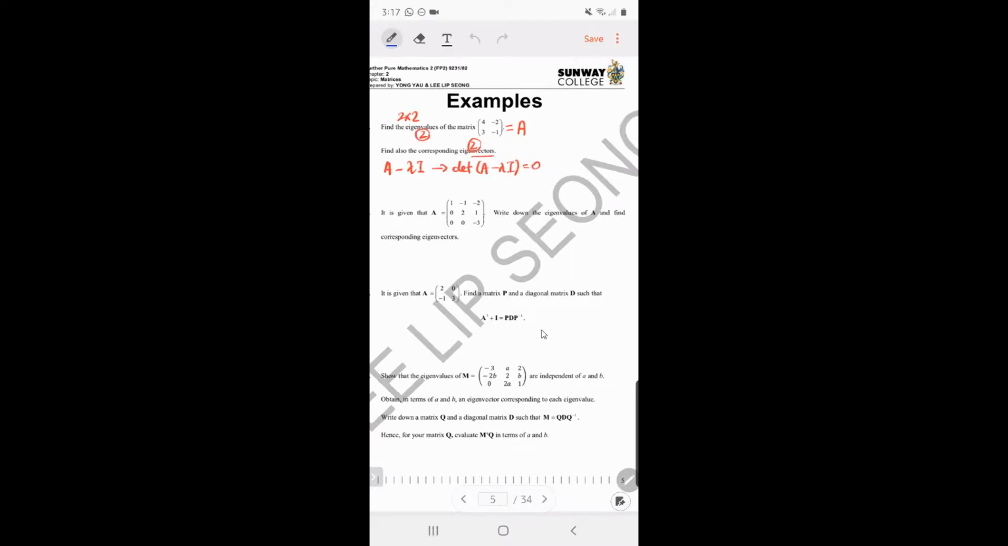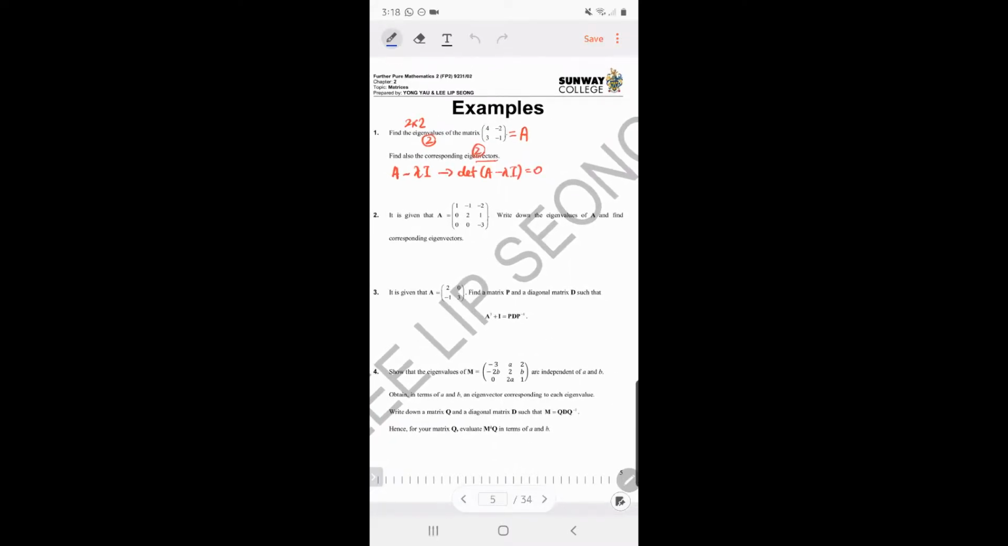question number 2. All right. Question number 2. It is given that A is equal to 1, 0, 0, negative 1, 2, 0, negative 2, 1, negative 3. Write down the eigenvalues of A and find the corresponding eigenvectors. So it's the same thing lah. You have to find the characteristic equation first by considering the determinant of A minus lambda I, followed by solving the cubic equation, followed by finding the eigenvectors.